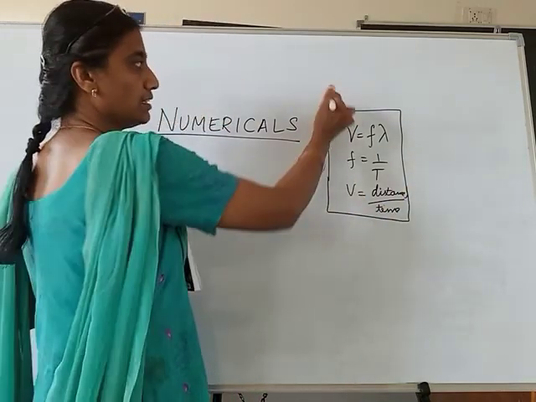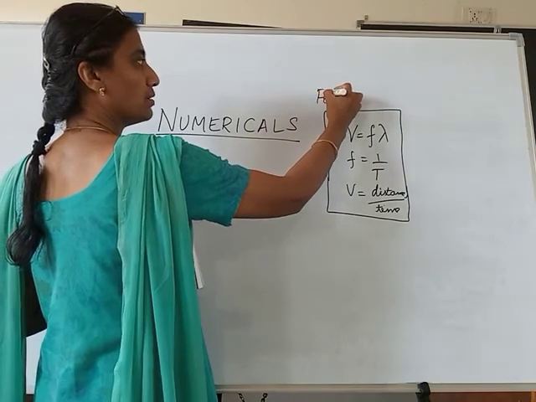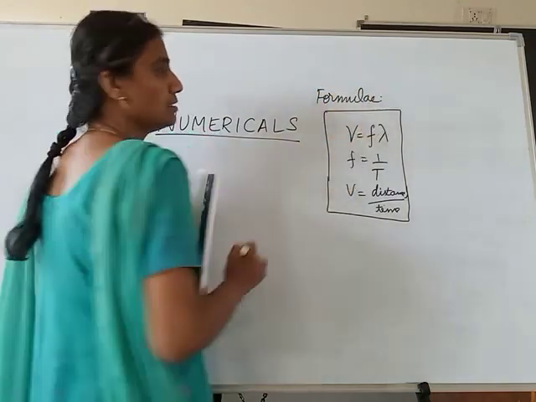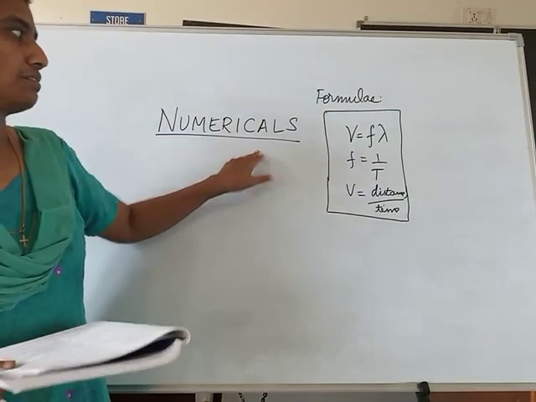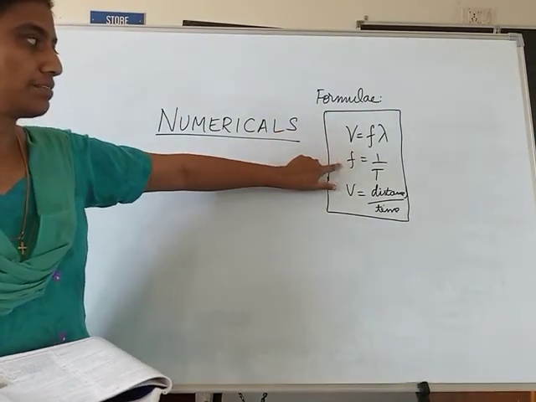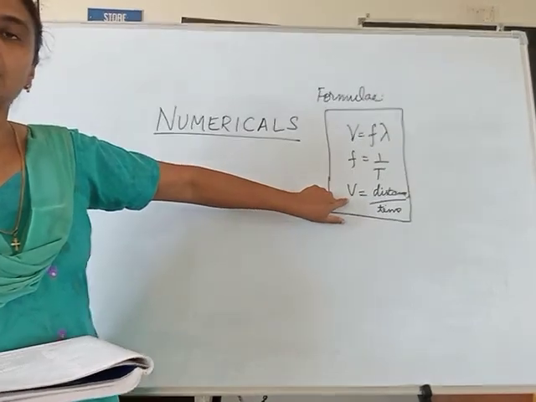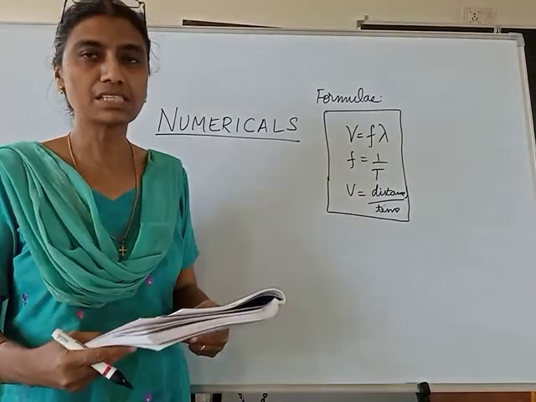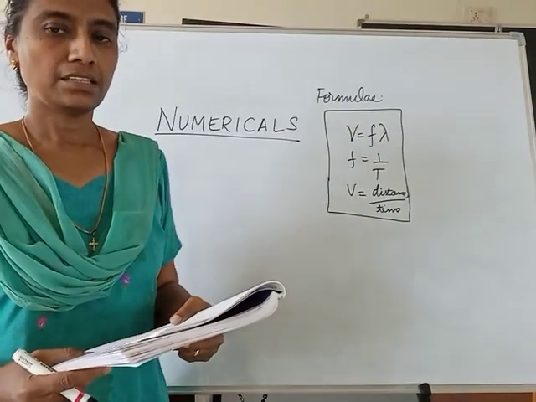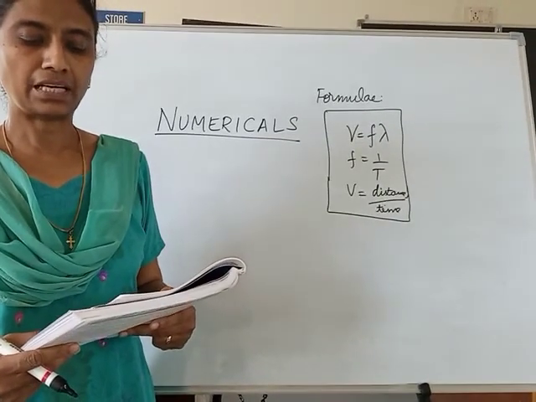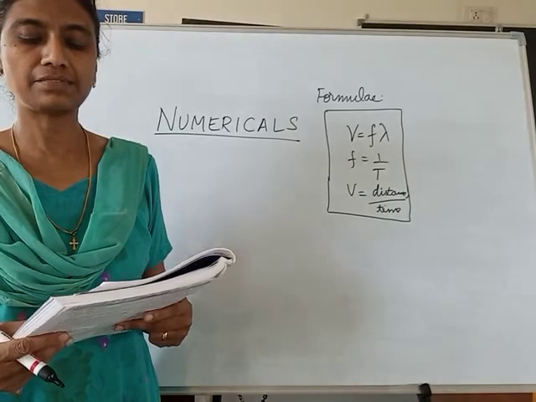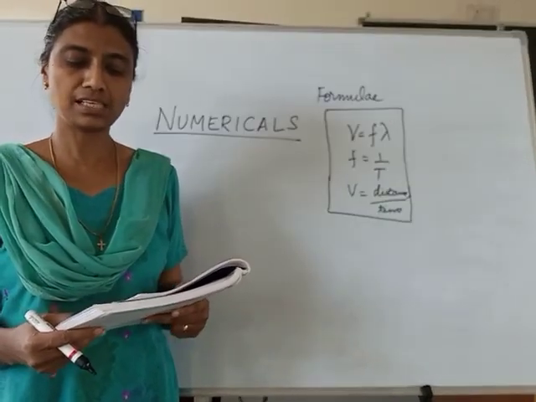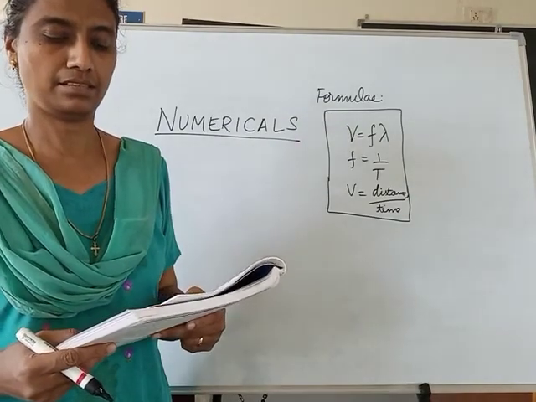So before solving the numericals, you can write all the formulae, it's plural, that we'll be using in solving the numericals. V is equal to F lambda, F is equal to 1 by T, and velocity or speed is equal to distance upon time. We'll start with the first numerical. The heart of a man beats 75 times a minute. What is its frequency and time period?